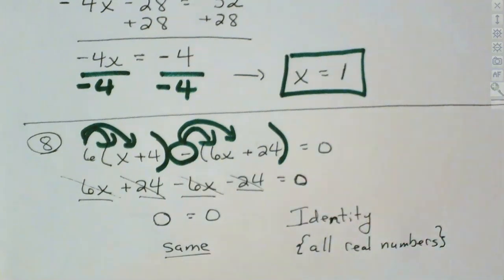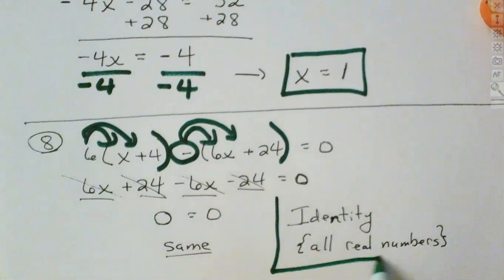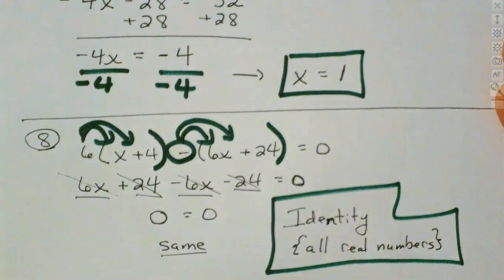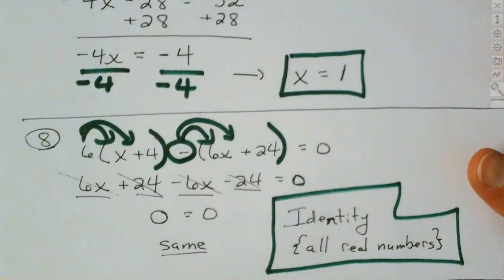And so this is what I would want for my answer. Identity, all real numbers, just like that. And I should have boxed that previous one, but now you see that's what I'm wanting to see there. So that was question 8. And we did 5 and 6. 10 is the next one.